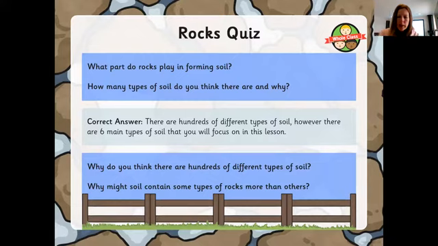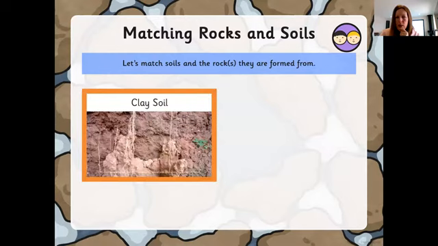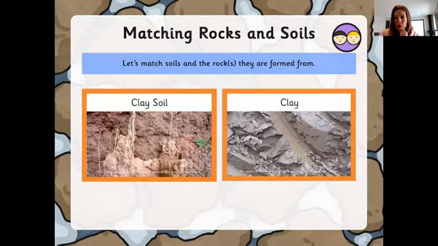Okay, so let's carry on and have a little look at the different types, the 6 main different types that we are going to be thinking about today as we go on. Okay, so it says let's match the soils and the rocks that are formed. So we've got clay soil. Now the clue is really in the name of this soil, isn't it? So clay soil is going to be made up largely of clay that has been eroded away, mixed with all those different ingredients that we talked about last week to form the clay soil.